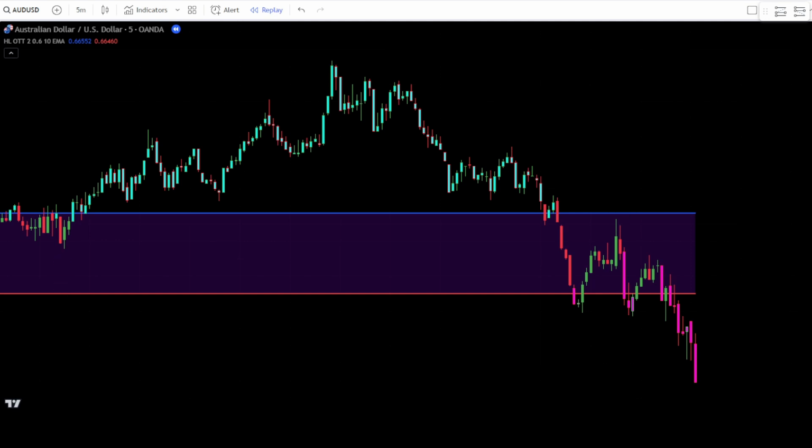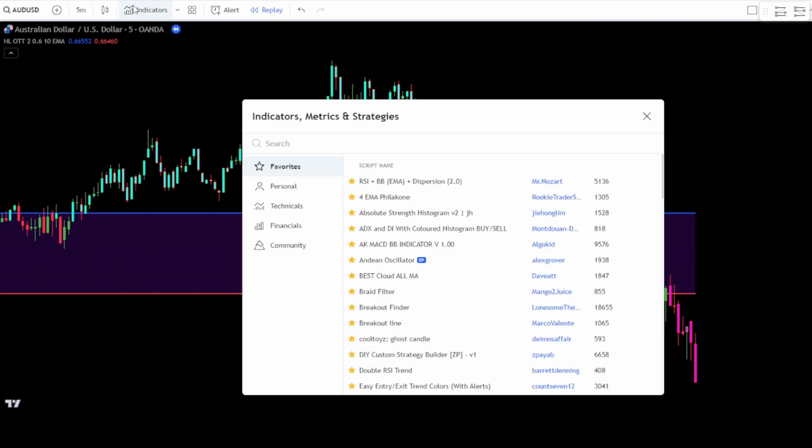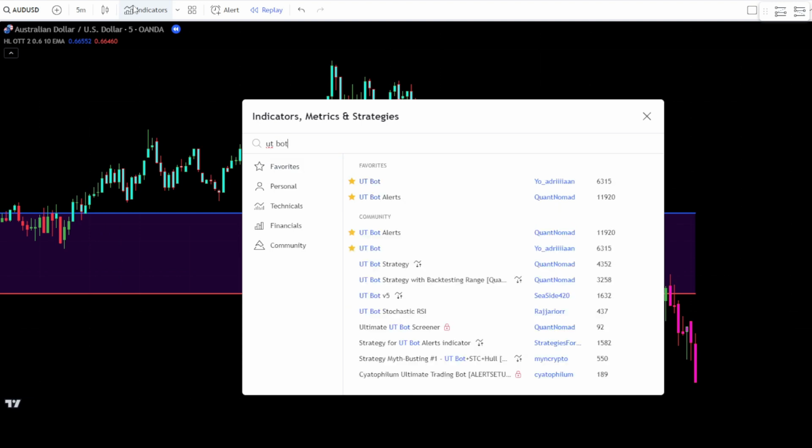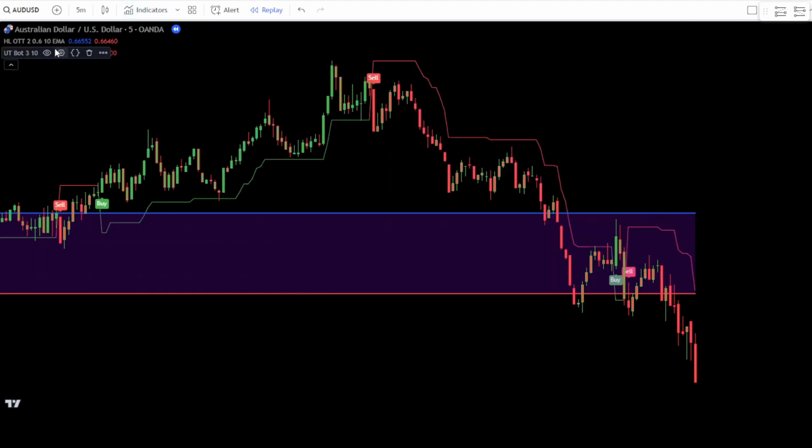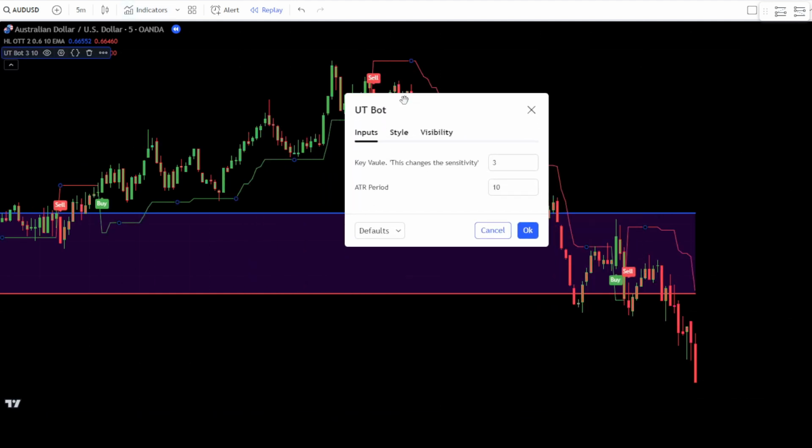Now, add the second indicator, which will be used as a guide for placing orders in the market. Go to the Search Indicator tab and type UT-bot. Next, select the UT-bot by Yo Adrian. After that, set up the UT-bot indicator. In the Input tab, leave the indicator at its default settings.